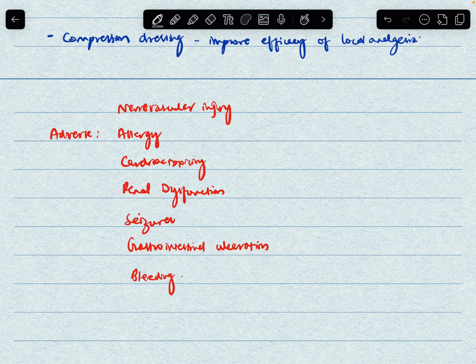So this is in brief about the local anesthesia injections as a part of multimodal pain control in total knee arthroplasty patients.